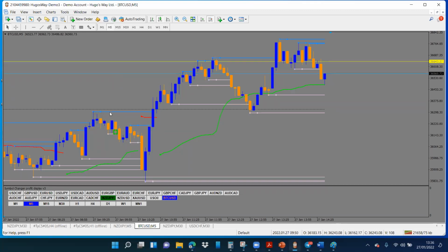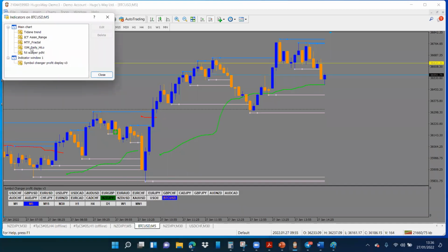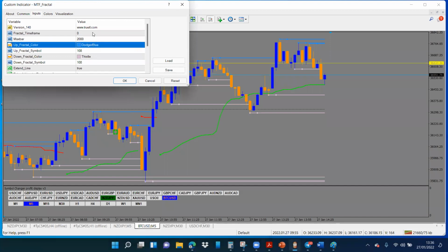I used 0 here, but for Bitcoin, I advise you don't use 0 because it's very, very volatile. So you have to choose a time frame, maybe choose 15 minutes or something. Let me do that so you get what I'm saying. If I come to my fractals, I want to see my fractals of 15 minutes, or let's say fractals of 30 minutes, something like that.